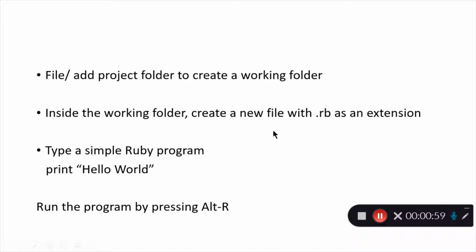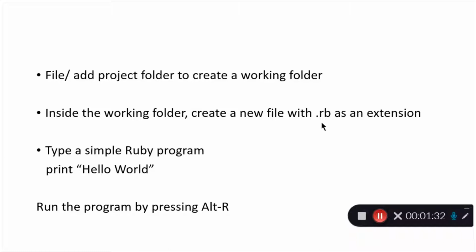From the menu of Atom, I add a project folder to create a working folder, then create a new file, and I'm just going to call this ruby.rb. Whenever we're creating a Ruby file, we want to use the .rb extension, telling our computer that this is going to be a Ruby program. And now we have our first Ruby file up and running.